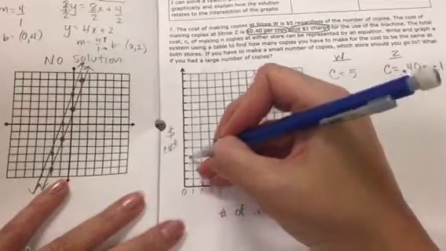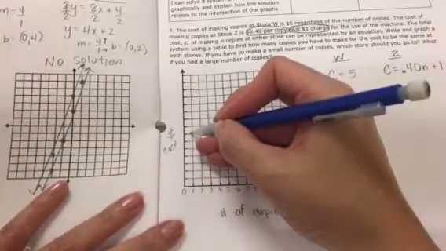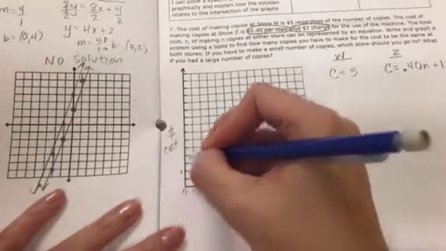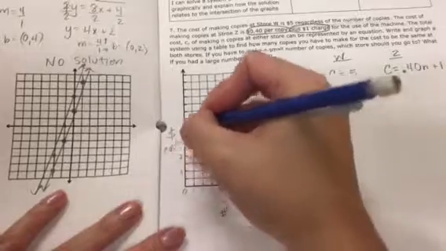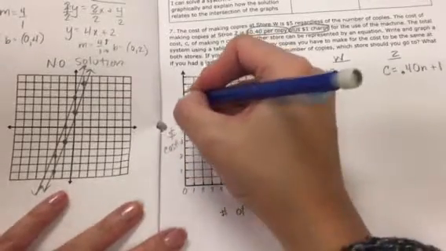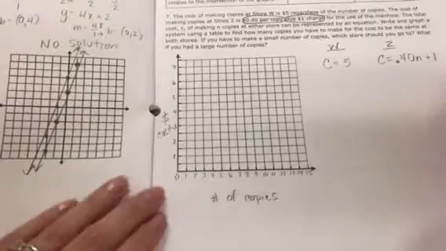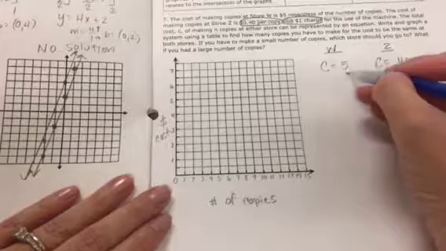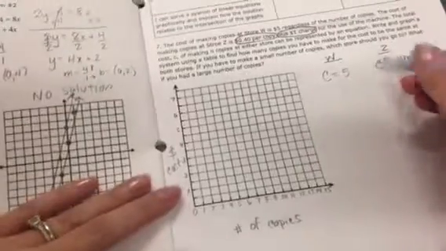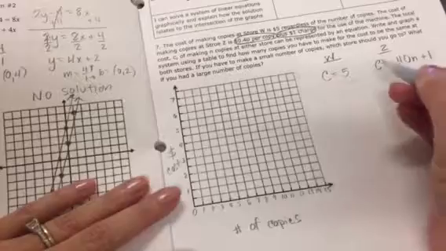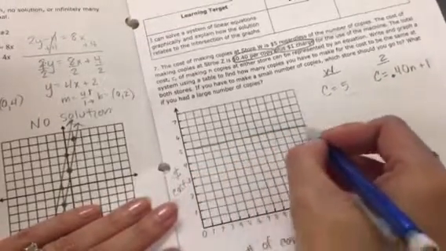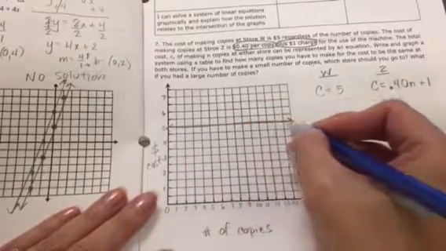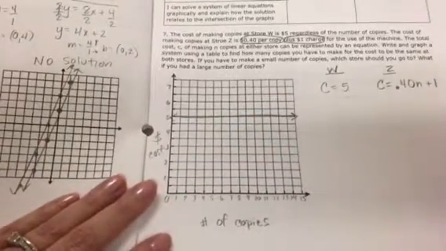So 1, 2, 3, 4, 5, 6, 7 makes my graph small. So I'm going to count every other one. So I'm going to make this $1, $2, $3, $4, $5, $6, $7 up here. Okay. So my first equation says that the cost is constantly $5 no matter what. So remember when we had y equals 5, it just made a horizontal line going straight across. So that's what this line is. It's going to constantly be $5 no matter how many copies.